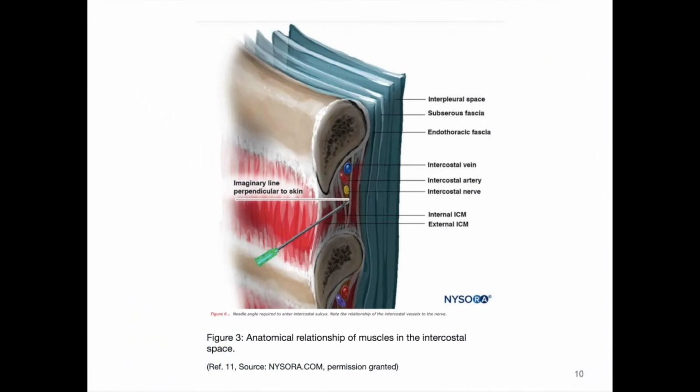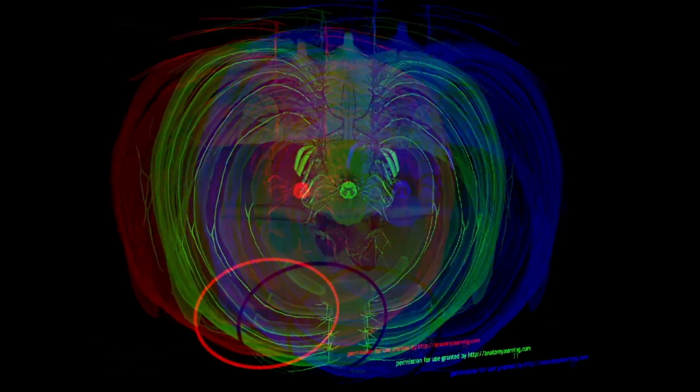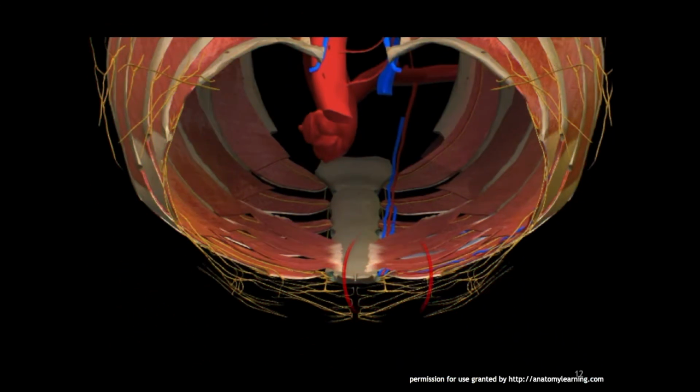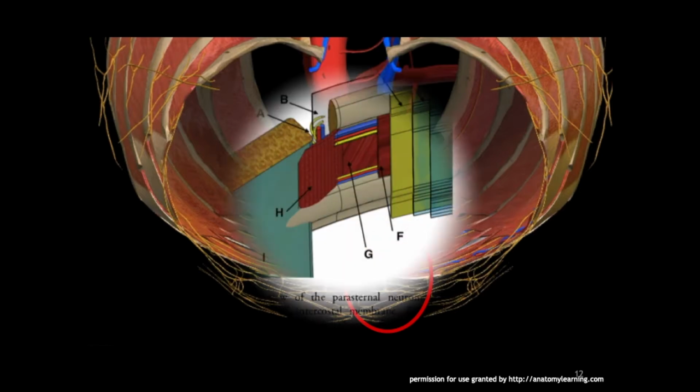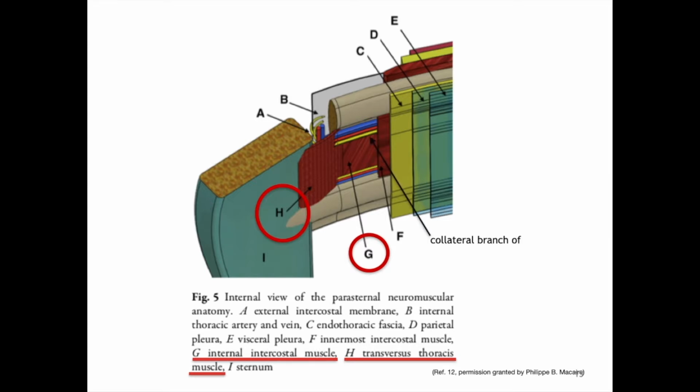The sternum's body derives its innervation from the anterior cutaneous branches of intercostal nerves 2 to 6, which are displayed here with a red circle, and the sympathetic plexus around the internal thoracic artery. The nerves lie between the internal intercostal muscle, which is labeled capital G on this figure, and the transversus thoracic muscle within the transversus thoracic plane, labeled as capital H. In addition, a collateral branch also aids in supply and runs along the upper border of the rib.